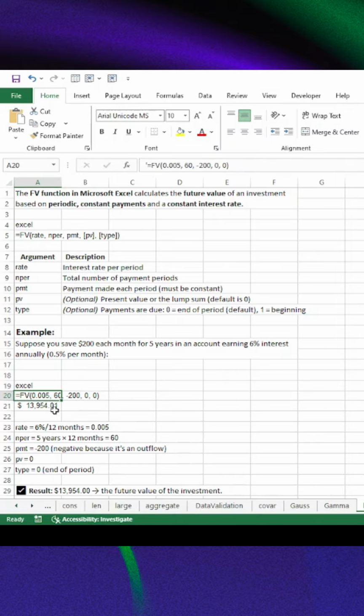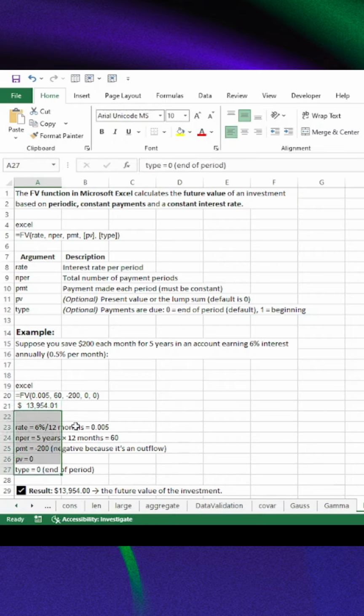That's why you have the 60, minus 200 is the invested value, and then 0 and 0. That results in a value of 13,954.01 if you're rounding. So if you take this out, you will see it's 0.006. That's why down here the result is shown as 0.00, even though with rounding it is 0.01.